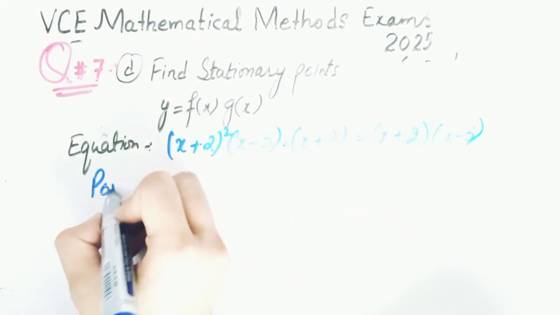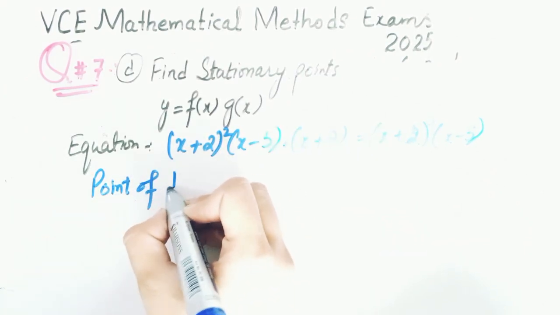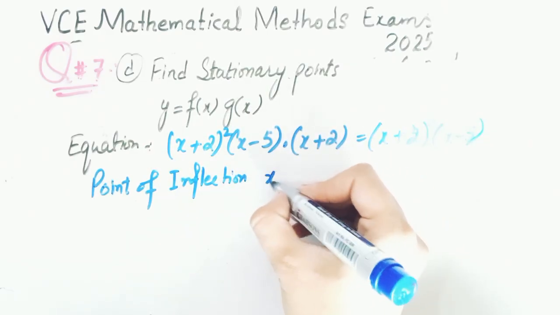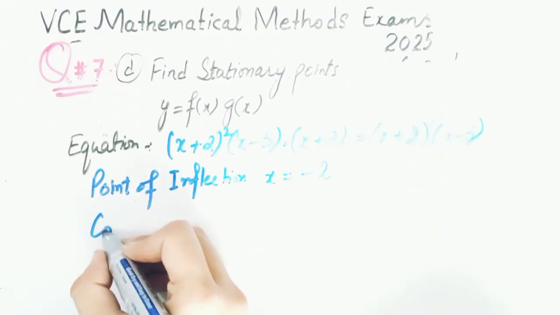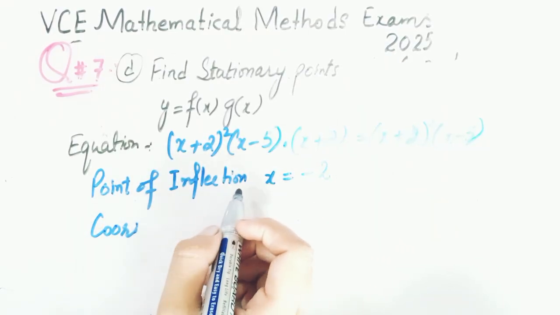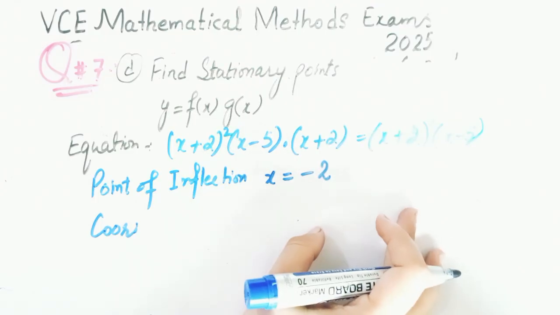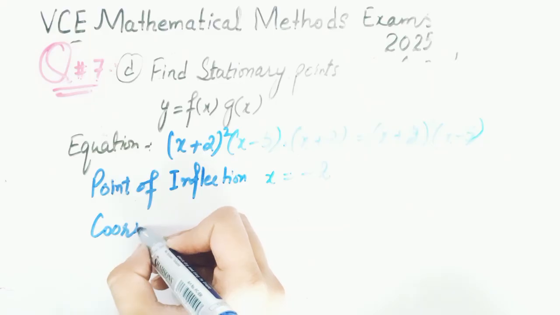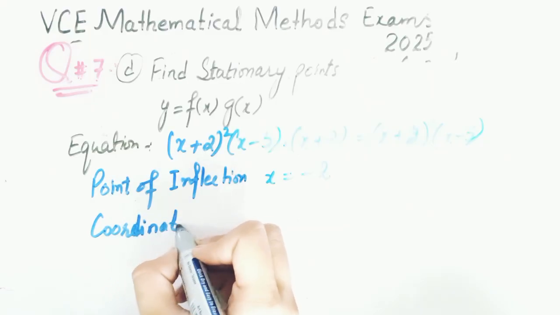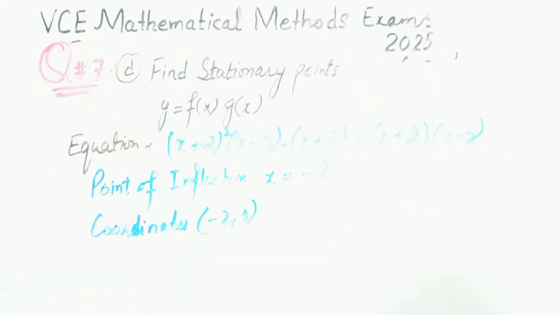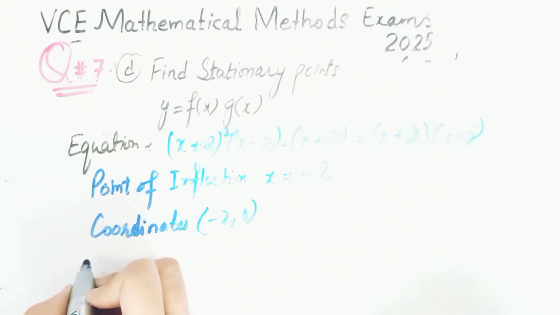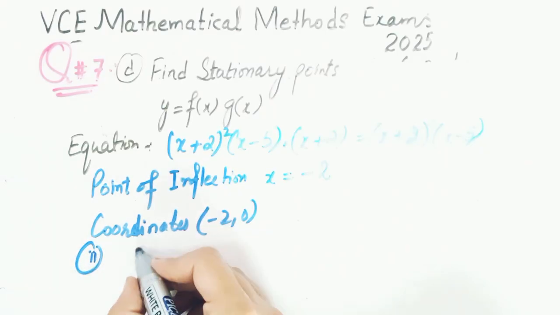Point of inflection is x equals -2. So coordinates are, the inflection point means it occurs at the triple root where the curve flattens and crosses the axis. So coordinates are -2 and 0. So this is the solution in part D1.